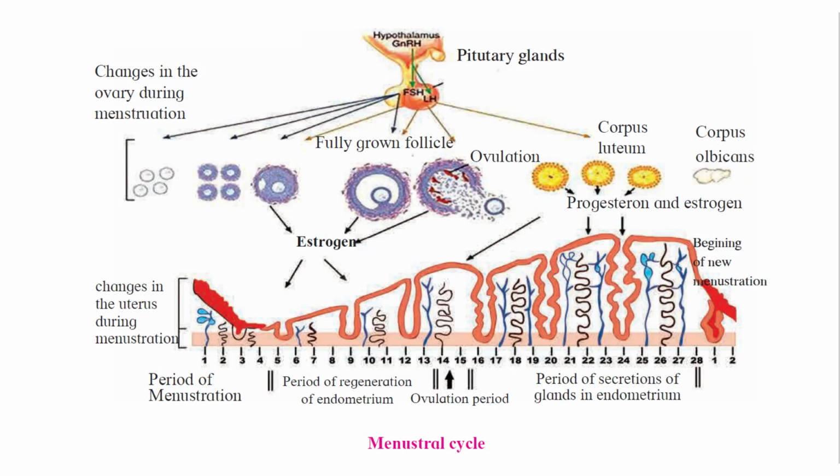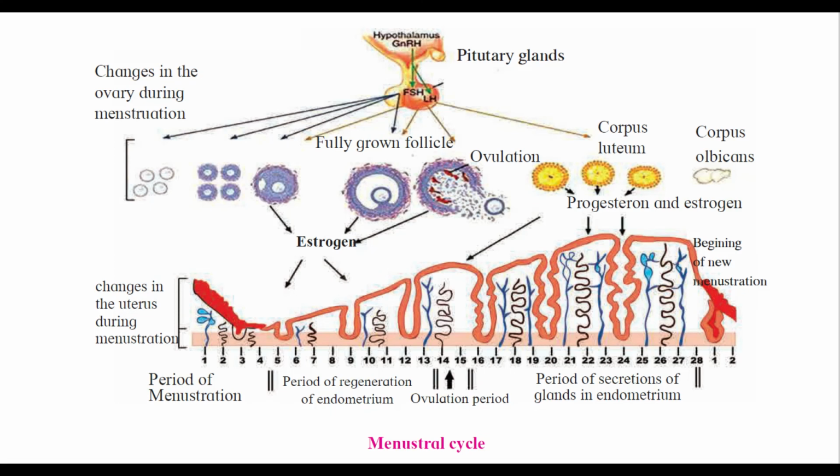The diagram of the menstrual cycle shows the changes in the uterus during menstruation. On days 1 to 4 is the period of menstruation, with continuous bleeding. After days 5 to 13 there is a period of regeneration of the endometrium, the inner lining of the uterus. Days 14 to 16 are the ovulation period. Then days 16 to 26 are the period of secretion of glands in the endometrium. And again on the 28th day the continuous cycle repeats. Hope you understand everything.